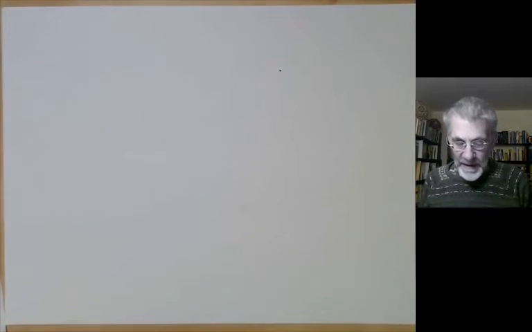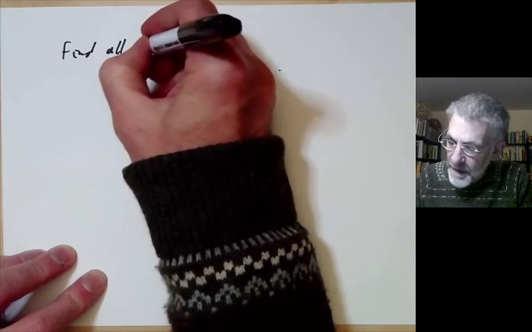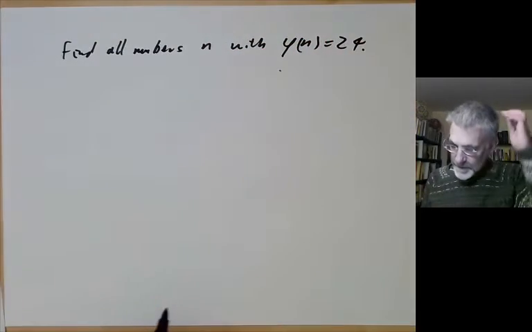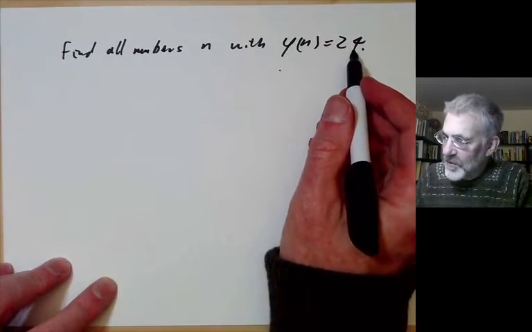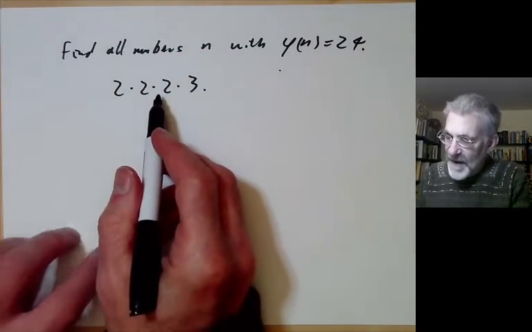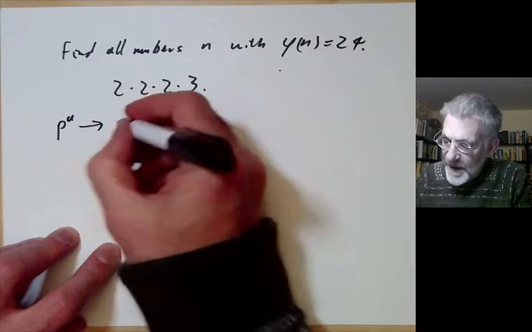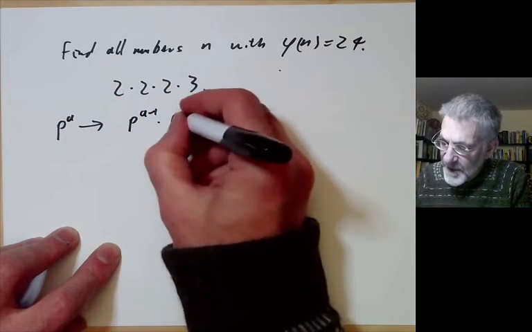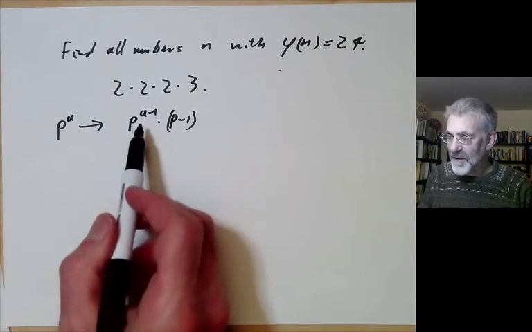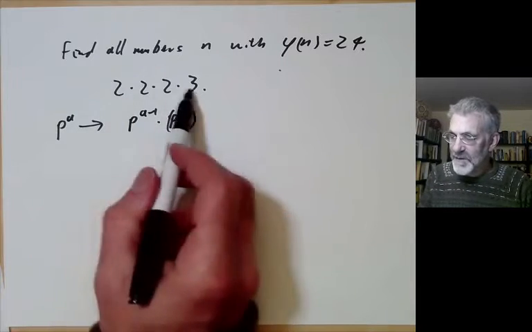So let's do a couple of slightly less trivial examples. Let's find all numbers n with phi of n equals 24. So let's think about this. Well, obviously, the first thing you do is look at the prime factorization of 24, which is 2 times 2 times 2 times 3. And this has to be phi of n. Well, n is going to be a product of things of the form p to the a, and p to the a is going to give you p to the a minus 1 times p minus 1. So all of these things will have to combine into things like p to the a minus 1 and p minus 1. And you notice, in particular, p minus 1 must be a factor of 24.